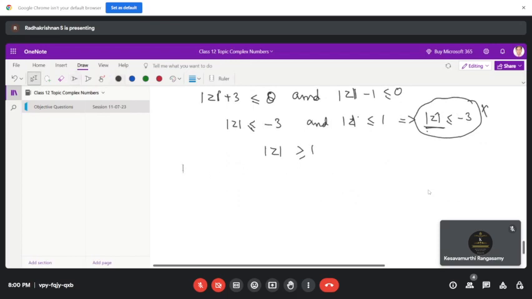Let's do one more problem. Here mod of z equal to 1. Then find 1 plus z divided by 1 plus z conjugate.